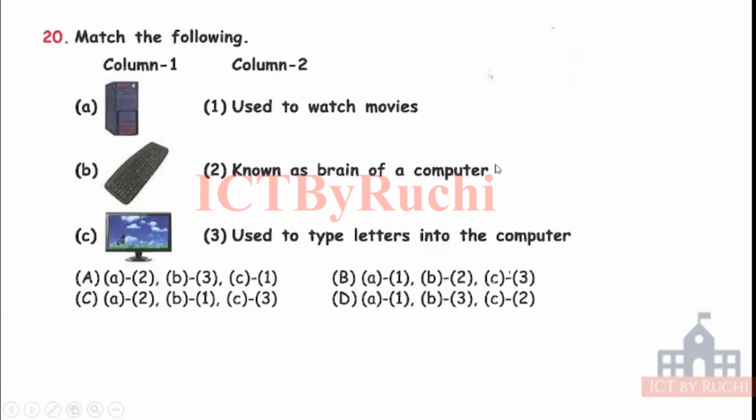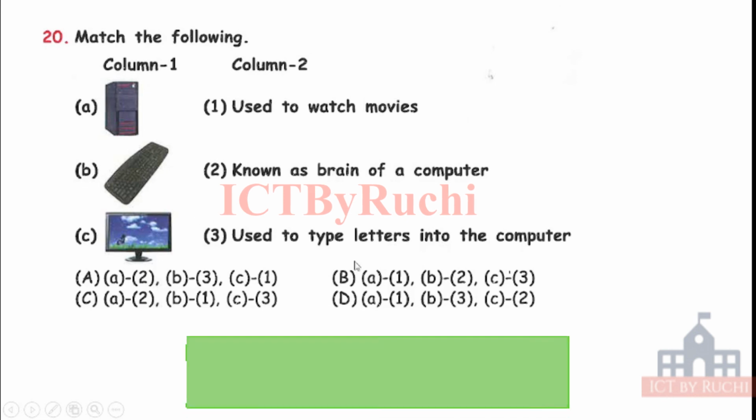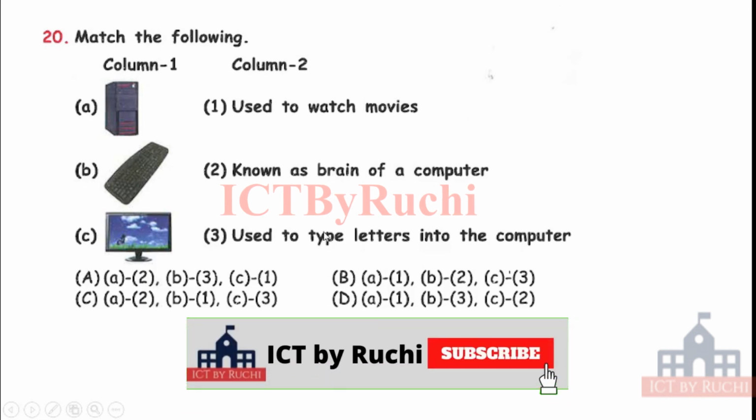Next and the last. Match the following, column 1, column 2. So we have been given the pictures. Firstly, we have to know which picture this is, and then we have to match it with its usage, its function. So A is CPU, keyboard, monitor. Column 2, 1, which is used to watch movies. 2, known as brain of a computer. 3, used to type letter into the computer. So CPU is watch movie, brain of a computer or type letter. Keyboard is watch movie, brain of a computer or type letter. Monitor, watch movie, brain of a computer or type letter. So do this, very easy.